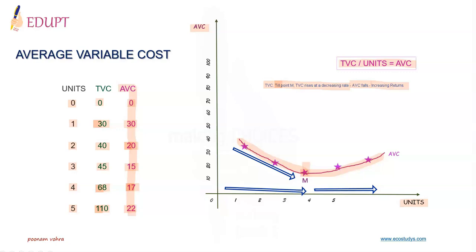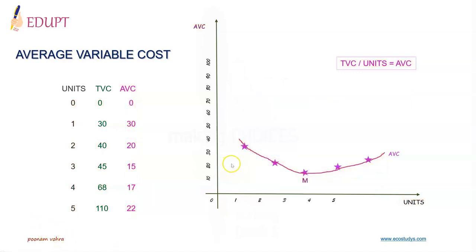Point M corresponds to the point of inflection on total variable cost, from where the curvature changes. And beyond point M, total variable cost rises at an increasing rate. Hence, average variable cost rises, and it occurs because of the phase of decreasing returns. So, average variable cost is a U-shaped curve.